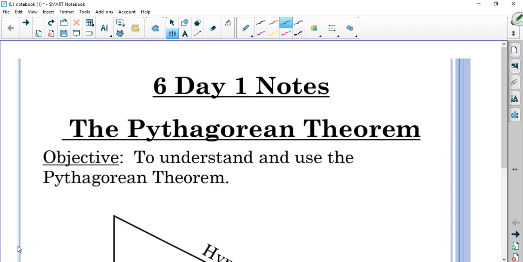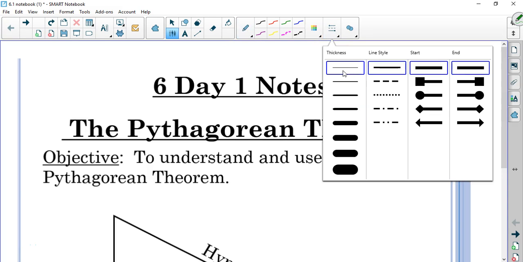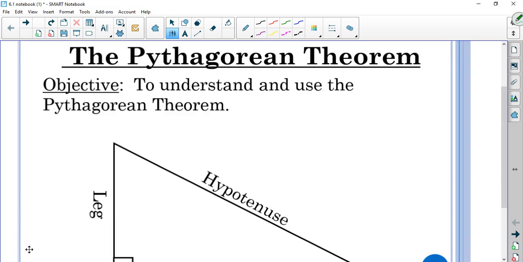All right, everybody. Day 1 notes of Unit 6. Let's get started. So we're working on the Pythagorean Theorem. You should be well accustomed to this from algebra. Use it plenty.